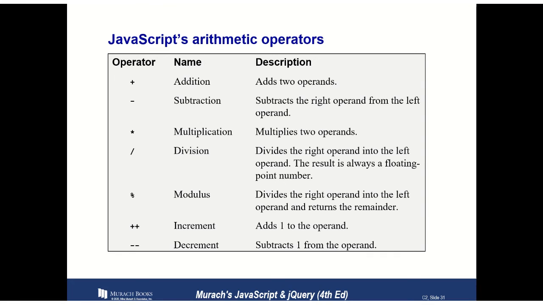But here you can see the modulus operator, which divides the right operand into the left operand and returns the remainder. So if you say a variable x modulus 2 equals 0, that means it is an even number, because it has a 0 remainder. And plus plus is an increment operator, it adds 1 to the operand, and minus minus is a decrement operator.